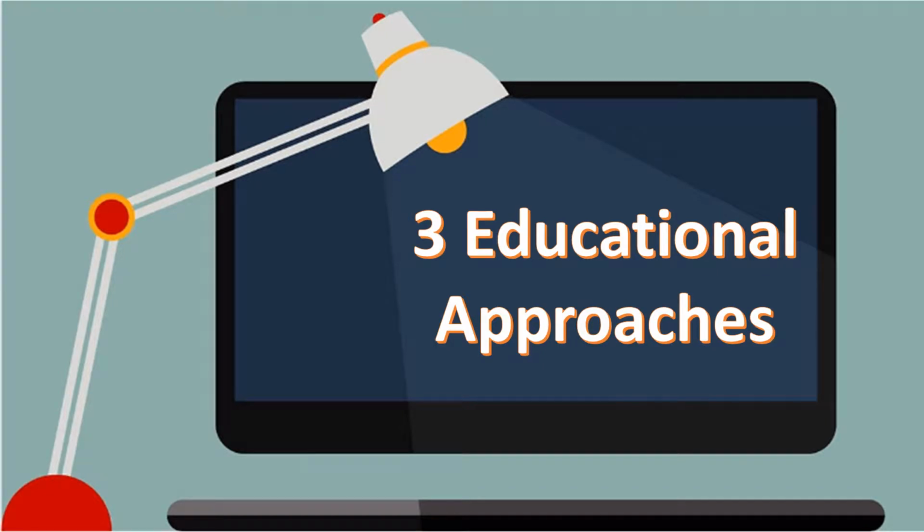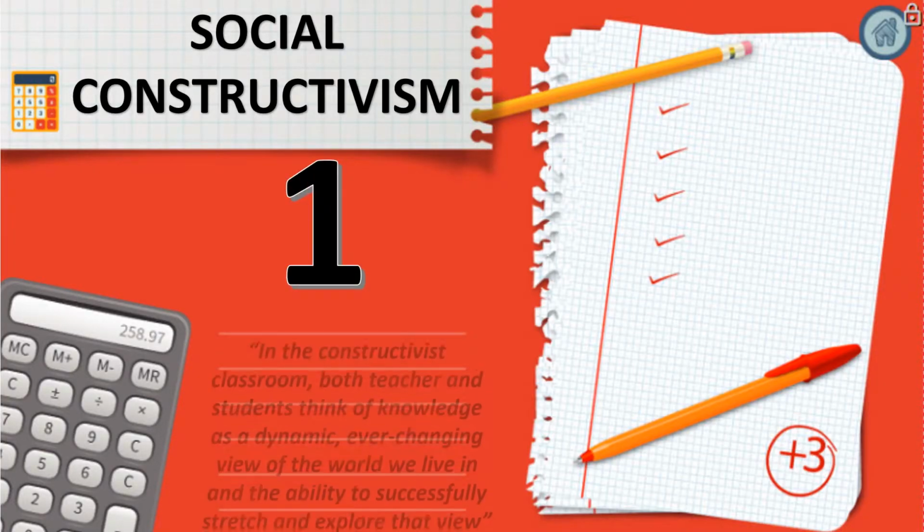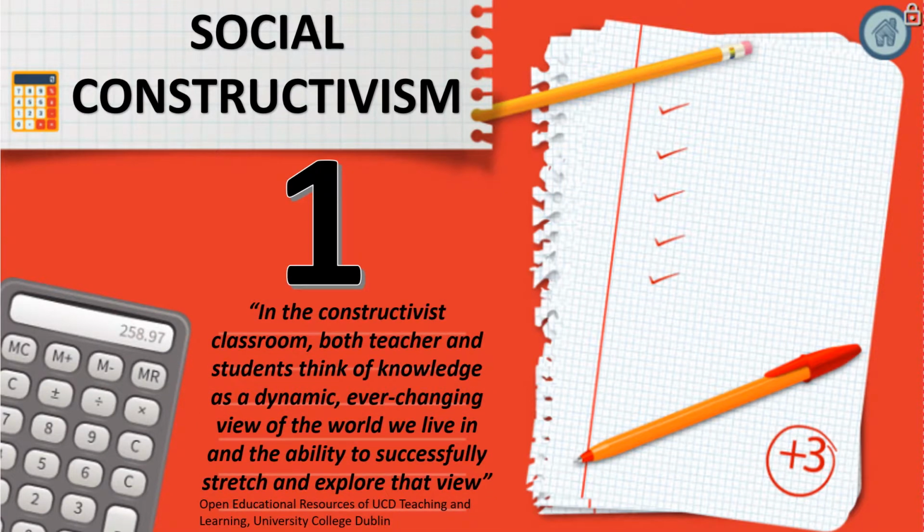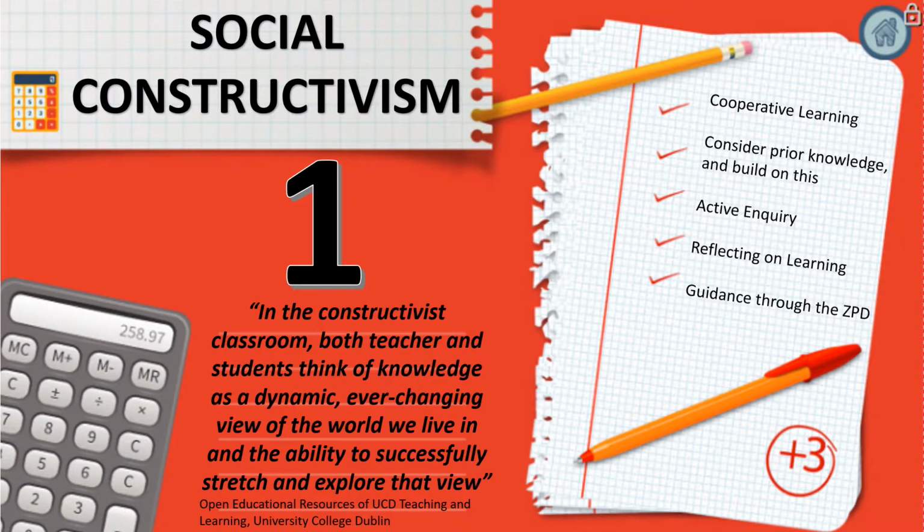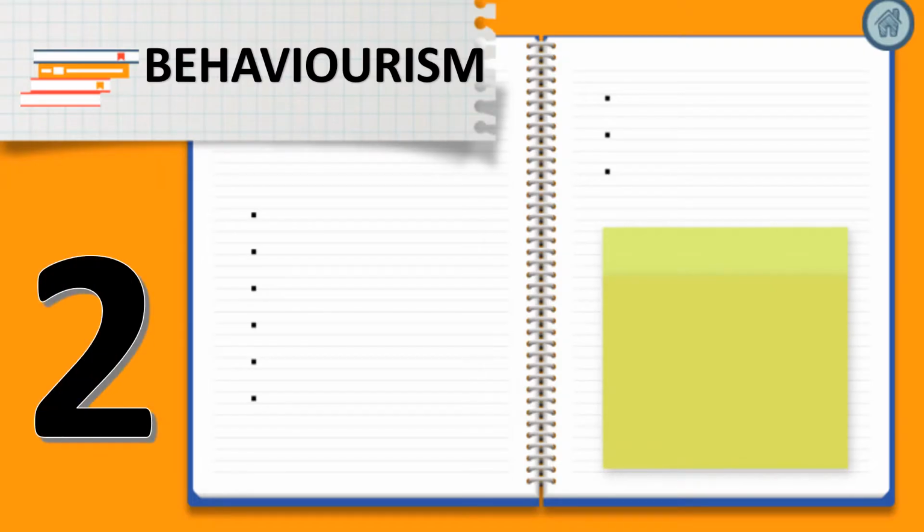We are now going to look at 3 educational approaches that are beneficial for learning. The first is social constructivism. This method encourages cooperative learning between the teacher and student in which prior knowledge is accepted and built upon. This learning technique engages the learner through active inquiry whilst having support from others. Learners are guided through the zone of proximal development, which is the amount of new content they are able to learn with support.